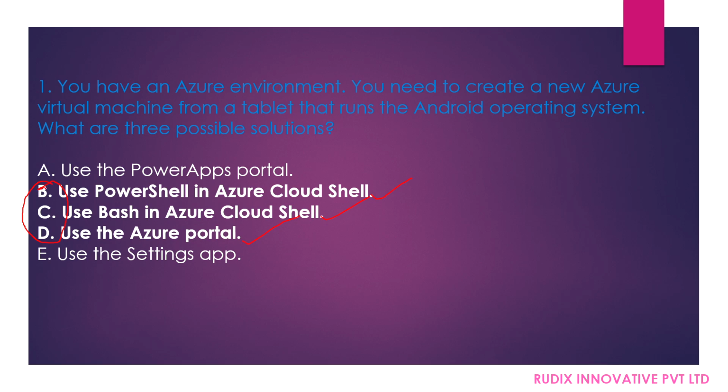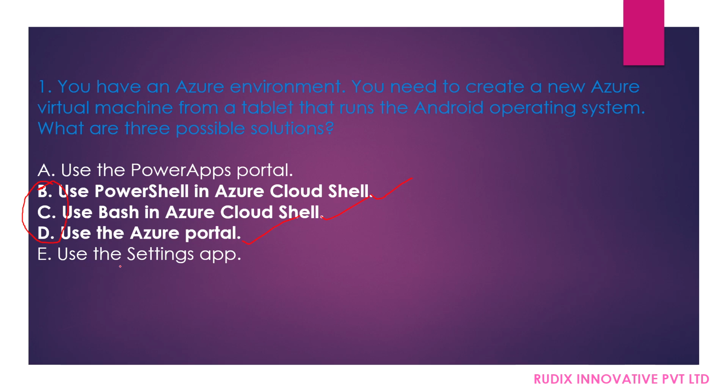So why not options A and E? Why are these not possible solutions for this question? I will explain. The Power Apps portal is a platform for building business applications but is not typically used for directly creating virtual machines. Why is option E not? The Settings app on an Android tablet is for configuring device settings and has no direct connection to Azure services.